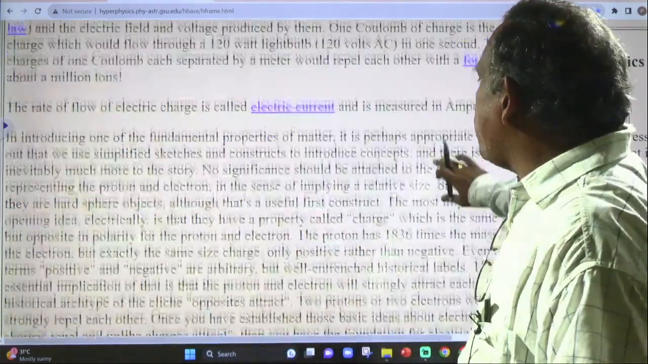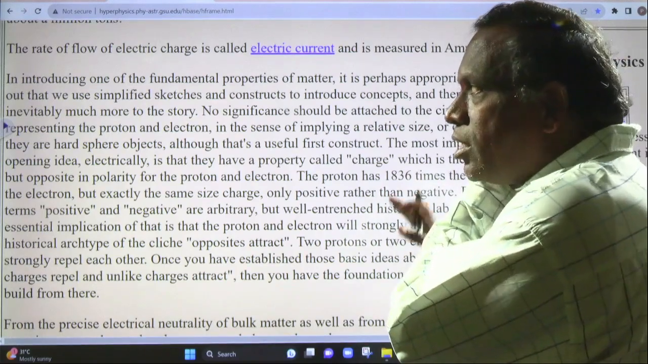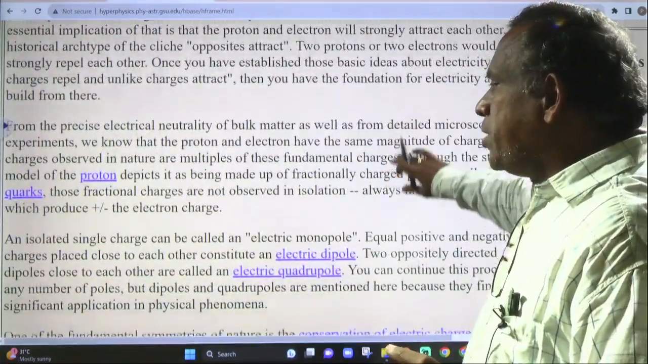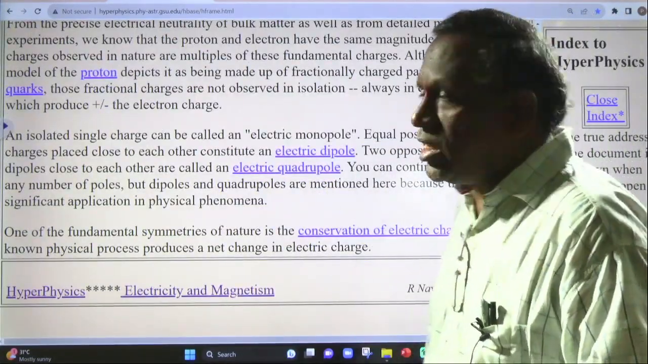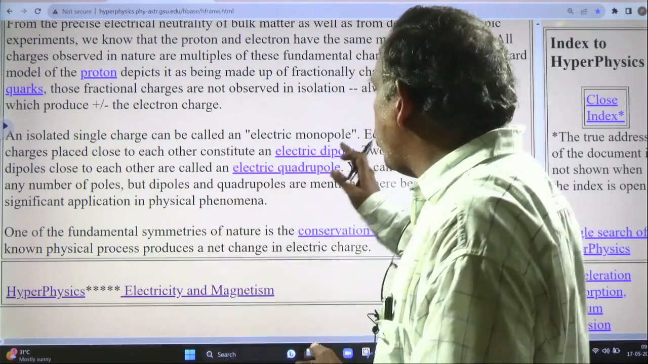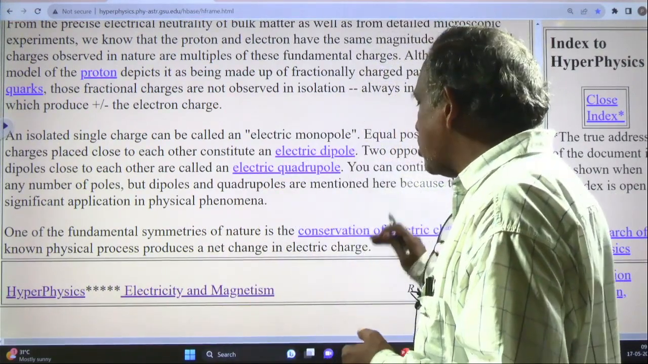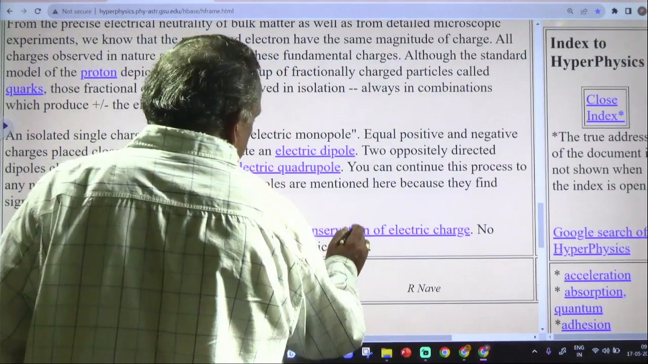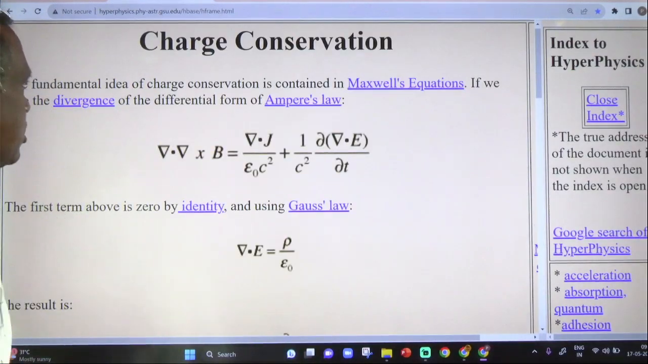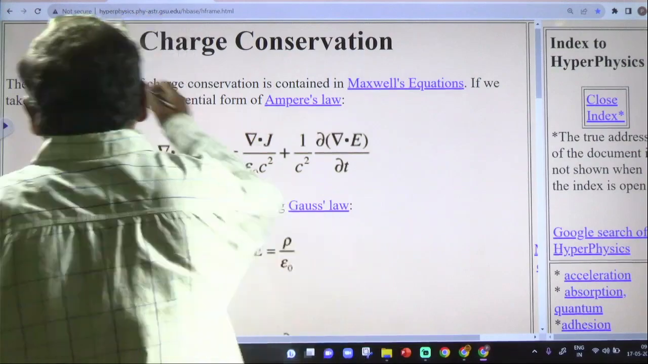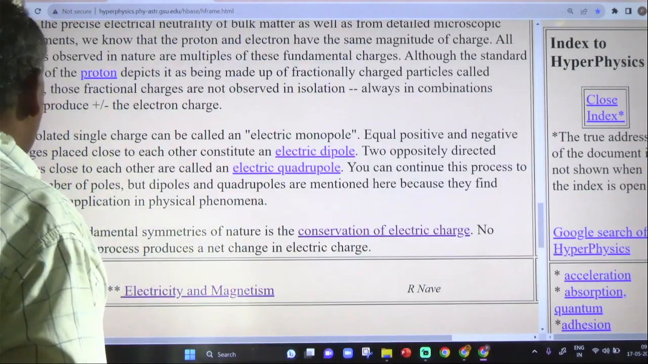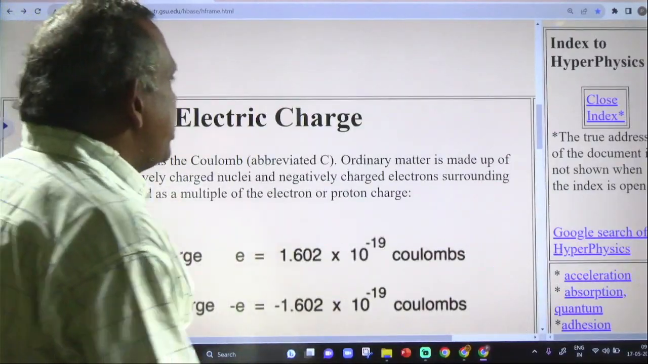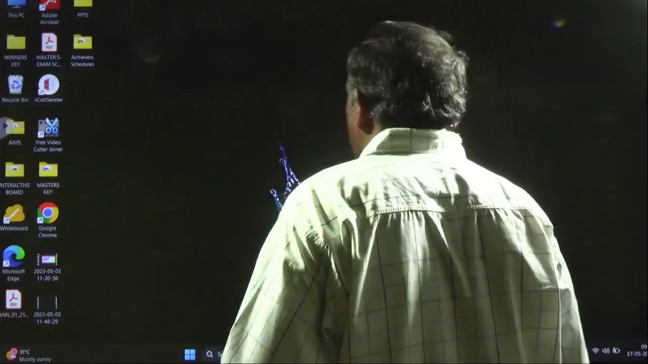Charge is a fundamental property of matter. You can understand isolated charge, a single charge, which has only a single pole, like an electric monopole, then electric dipoles and quadrupoles. Conservation of charge, I told you just now: electric charge is conserved. These are the equations, of course. This is the introduction to charge.